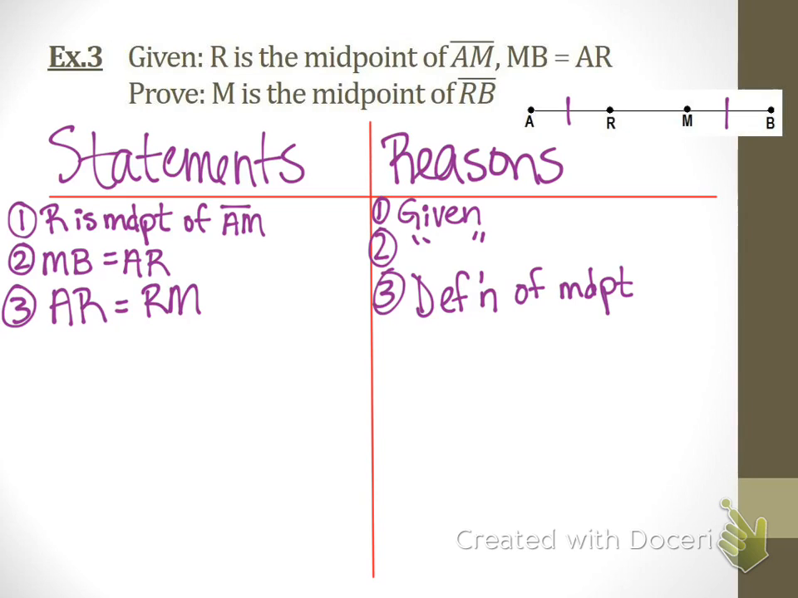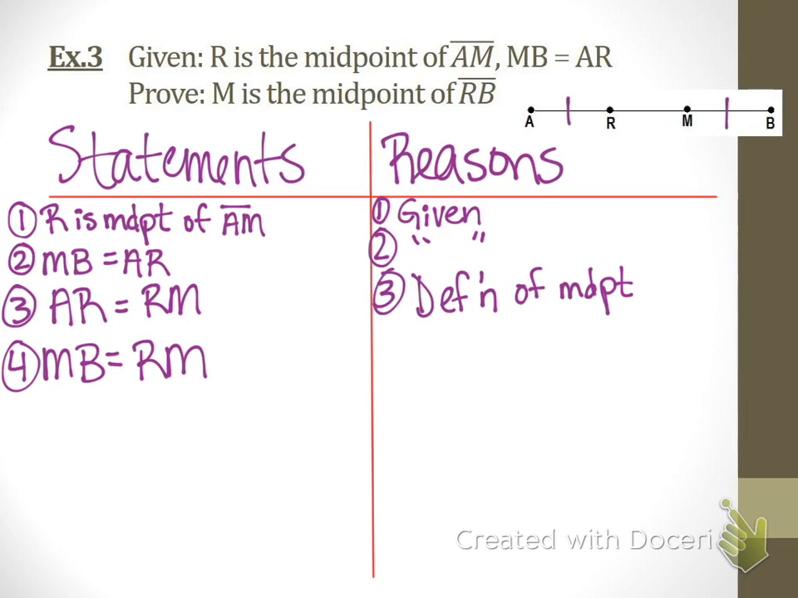Now, if we look at steps 2 and 3, think about what property that we've learned recently we could apply to that, and a statement we could make from steps 2 and 3 put together. Majay, what are you thinking? RM equals MB. Sure, RM equals MB. I'm going to go in the order we have them, so I'm going to put MB equals RM. Of course, we know that's the same thing. So step 4, MB is equal to RM.